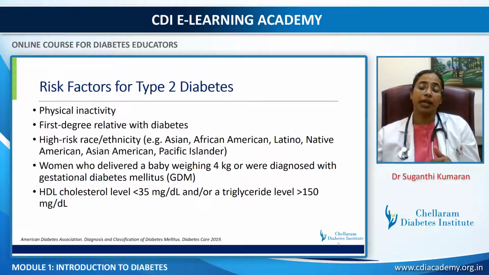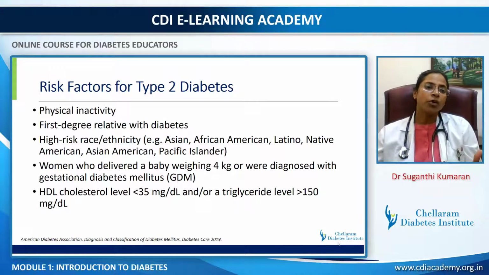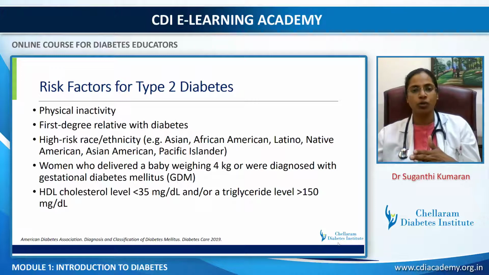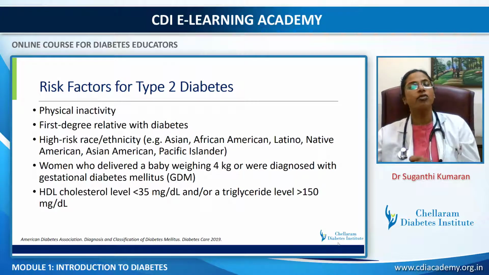So Asian American is one category, Pacific Islander. Also, women who deliver a baby who is 4 kgs or more, or who are diagnosed with diabetes during pregnancy, which is called gestational diabetes mellitus. If there is HDL, or the good cholesterol, the way you remember is H stands for happy. The higher the number, the happier you are. So HDL is a good kind of cholesterol. If it is less than 35, or if there is a triglyceride level of more than 150 milligram per dL, they seem to be also a risk factor for type 2 diabetes.